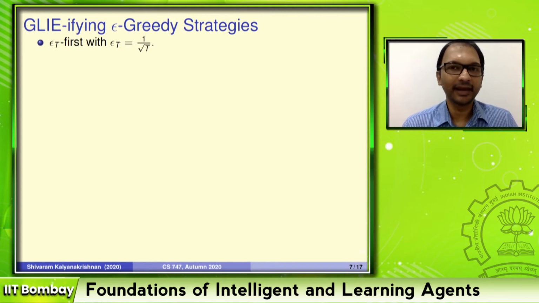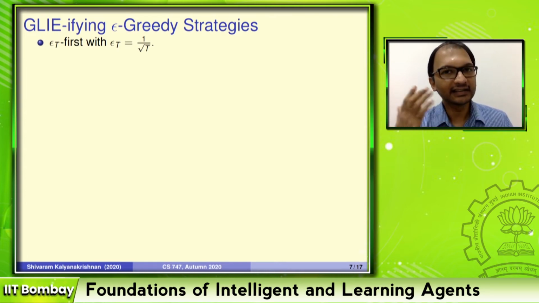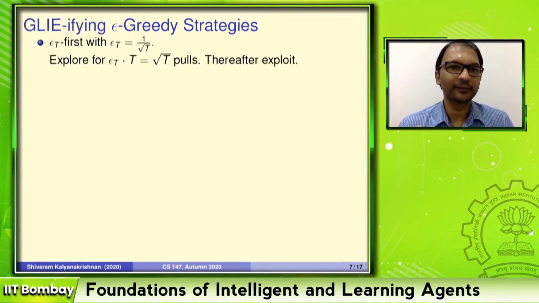So here's the small change we make. Instead of having an exploratory phase of length epsilon times T, where epsilon was a constant, let us set epsilon as a function of T, right? So let us explore for epsilon_T times T pulls, where T is the horizon. So let epsilon_T be 1 over square root T, for example. It could also be other things, but 1 over square root T suffices, okay? So what this means is that we will do uniform random sampling for square root of T pulls, and thereafter, for the remaining T minus square root T pulls, we will exploit, okay?